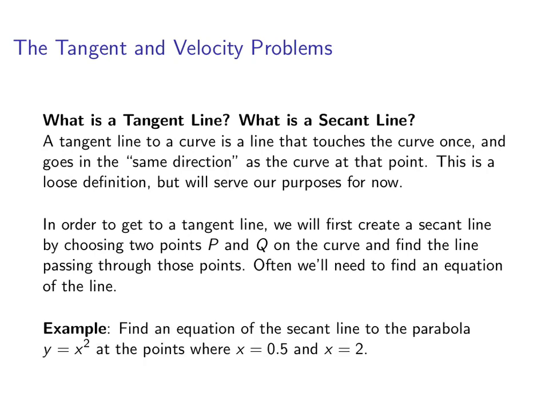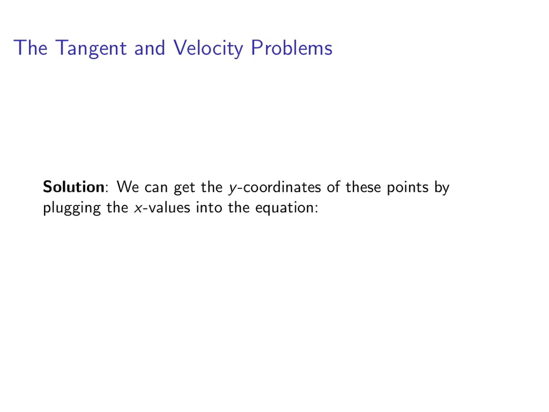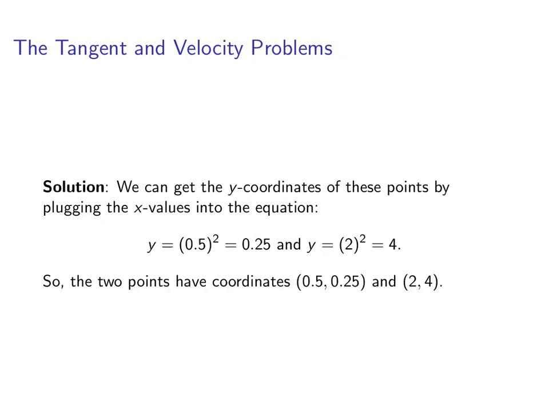So as an example, let's find an equation of the secant line to the parabola y equals x squared at the points where x equals 0.5 and x equals 2. Now we're going to get the y coordinates by plugging in those x values into the equation. So when we plug in 0.5, we're going to get y equals 0.25. When we plug in x equals 2, we'll get 4. So the 2 points that we're interested in have the coordinates (0.5, 0.25) and (2, 4). So those are the x and y values of the 2 points.